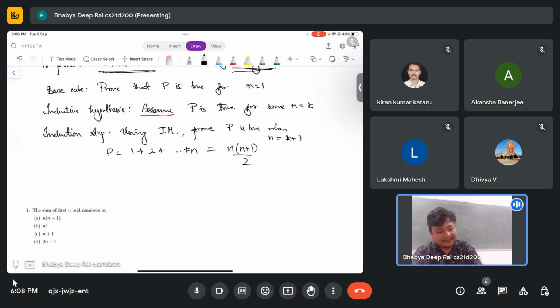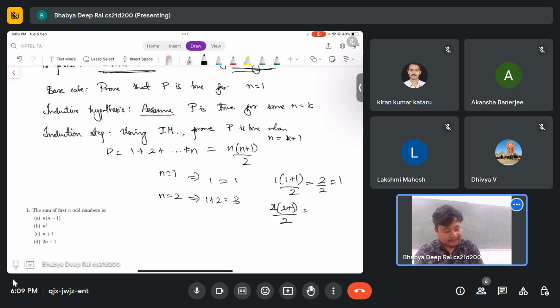I can say, when n equals 1, then the sum is just 1, so 1 equals 1. Side by side, we can check the formula: n times (n plus 1) divided by 2 gives 1 times 2 divided by 2, which is equal to 1. Correct. Next, n equals 2, then 1 plus 2 equals 3. Using the formula, 2 times 3 divided by 2 equals 6 divided by 2, which is equal to 3. And then you can continue this way.